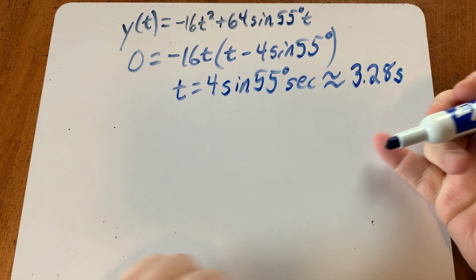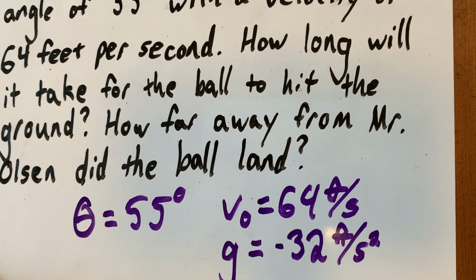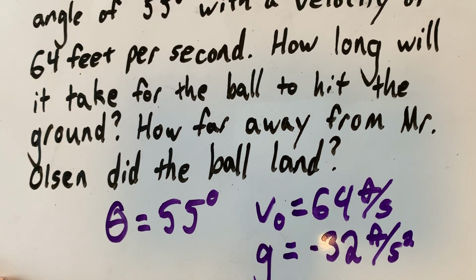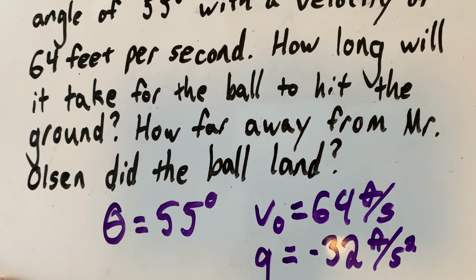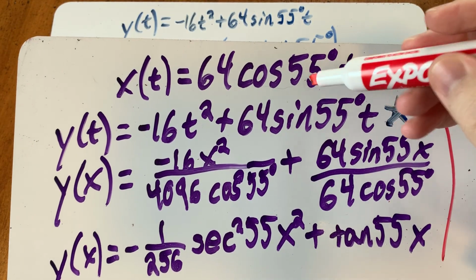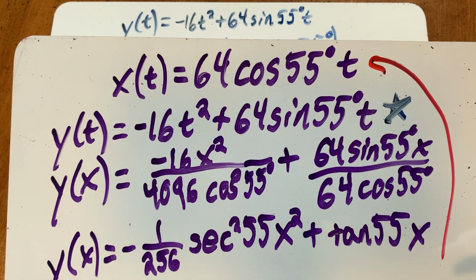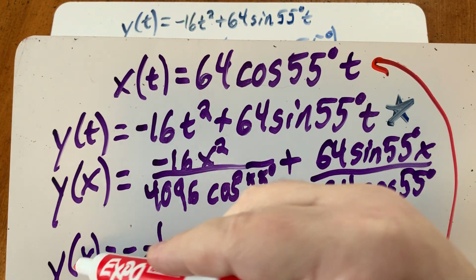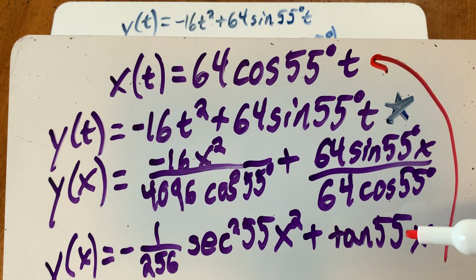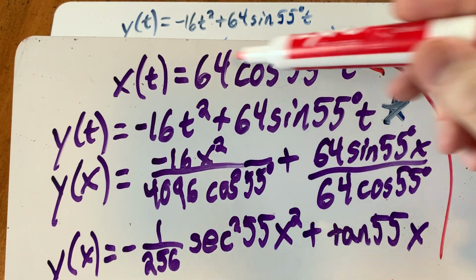Now, the second question asks us how far away from Mr. Olson the ball landed. If we're talking about how far away it landed, that's going to be our horizontal distance. Well, we have two things with horizontal distance. This one's a lot more messy. We could set y equal to 0 and solve that one. Or, since we know the time, we could just plug in that time into here.